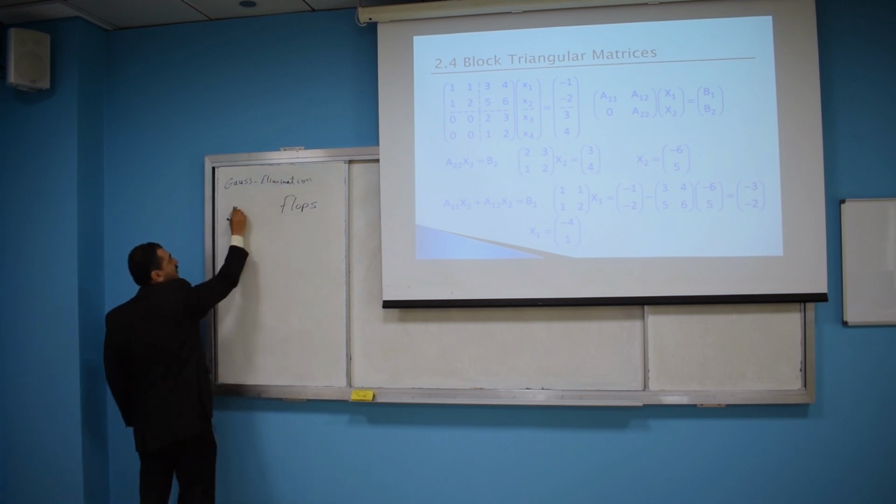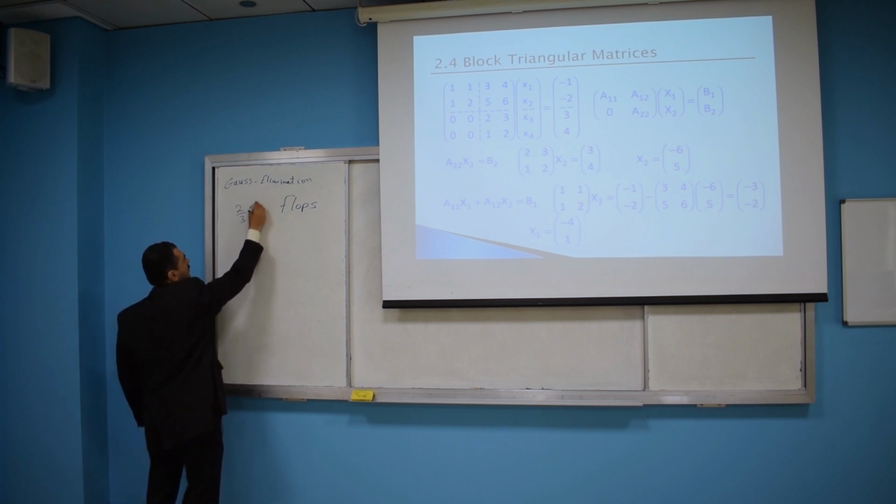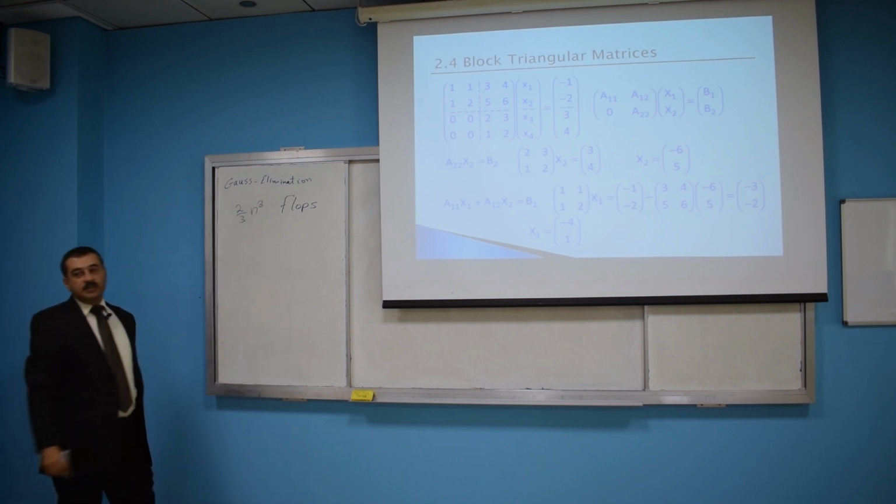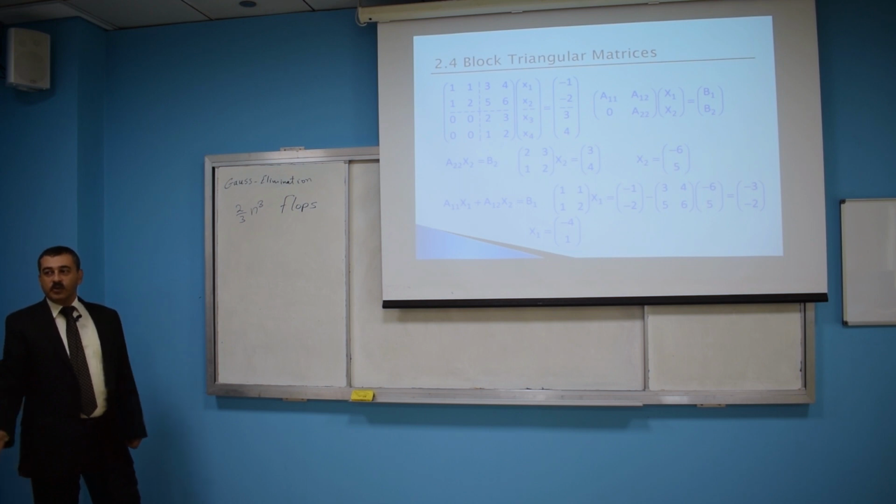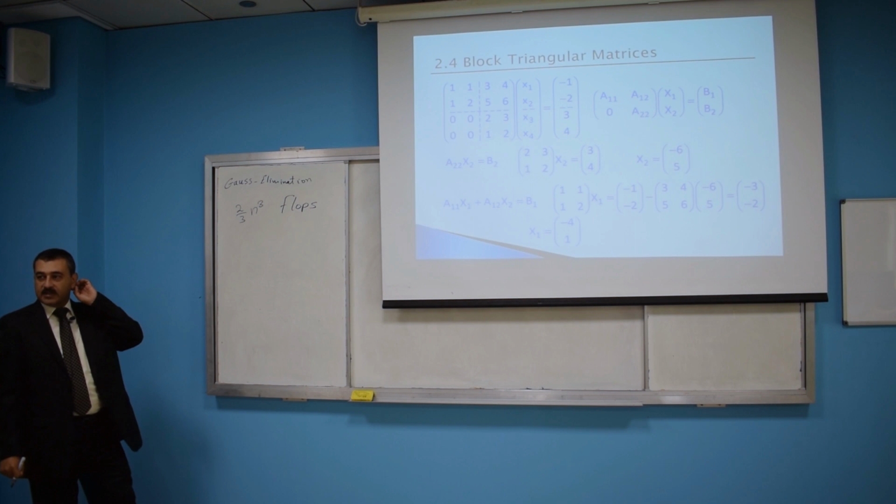بتلاقي إن عدد الفلوبس اللي إنت محتاجها بيبقى في الأوردر 2 over 3 n cube floating point operations، محتاجها عشان تسولف سيستم n by n الكوفيشنت ماتريكس بتاعته.